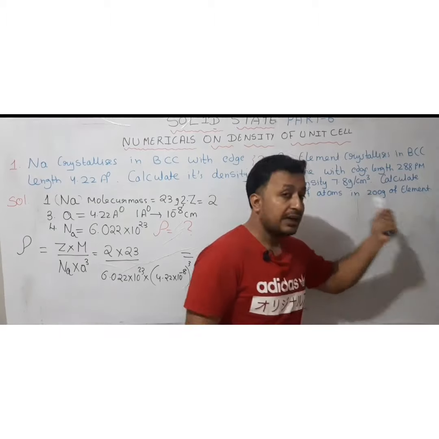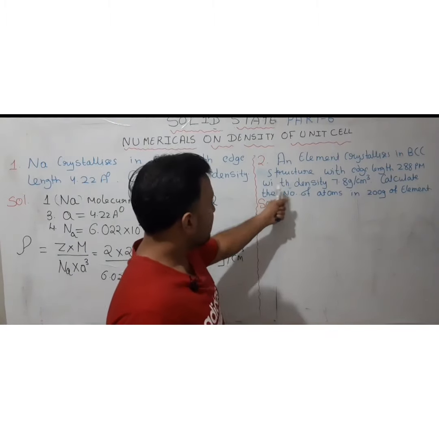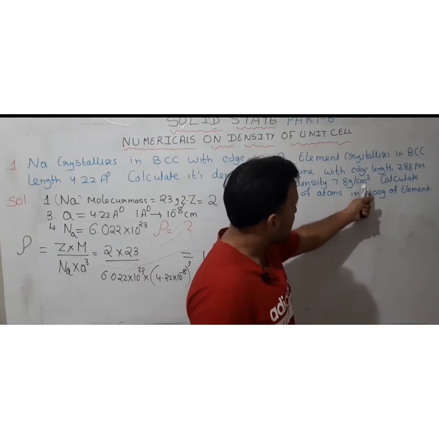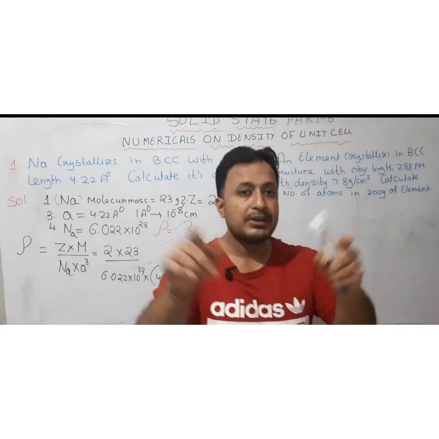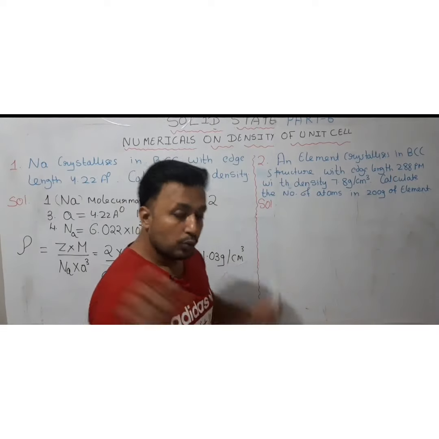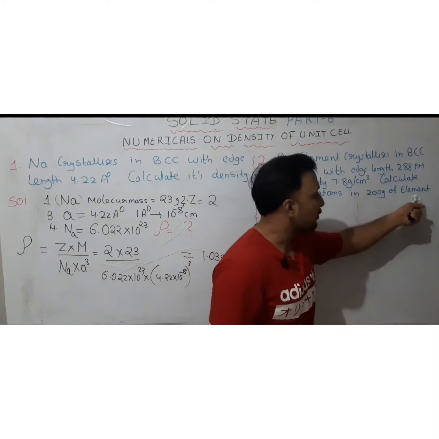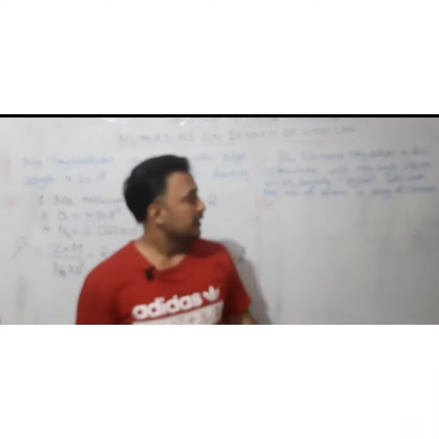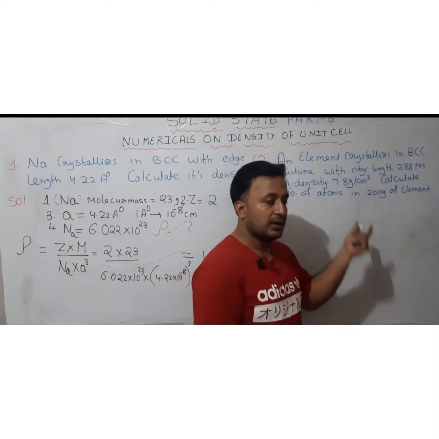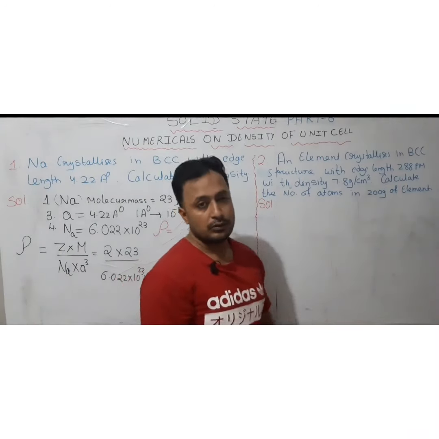Now this time the edge length is given in pm, so we have to again convert it into cm, with the density of 7.8 gram per centimeter cube. It means this time the density is given, that is 7.8 gram per centimeter cube. Now you need to calculate the number of atoms in 200 gram of that element. It means they have given a mass of an element. In that mass, how many atoms are there, that you need to calculate.